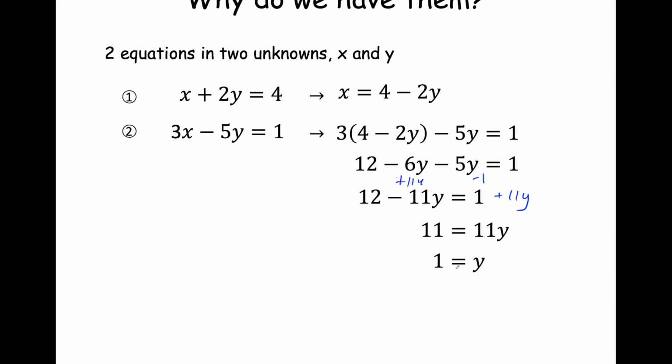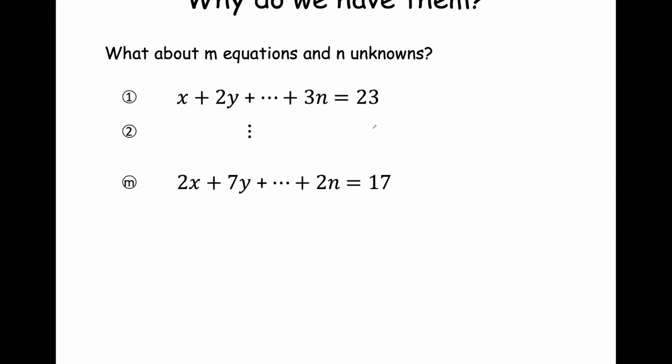So now that we know that y is equal to 1, we can substitute that y is equal to 1 that we got from equation 2, and plug that back into equation 1. So if y is equal to 1, our result is x plus 2 is equal to 4, because 2 times y is 2. And then we subtract 2 from both sides of equality. We get x is equal to 2.